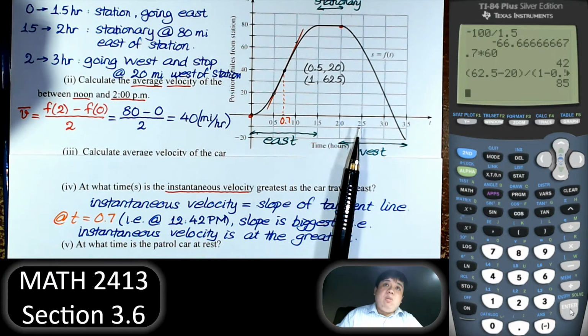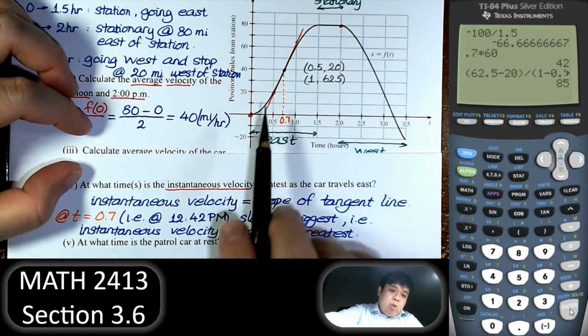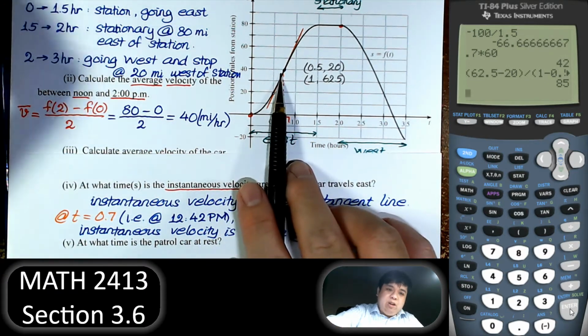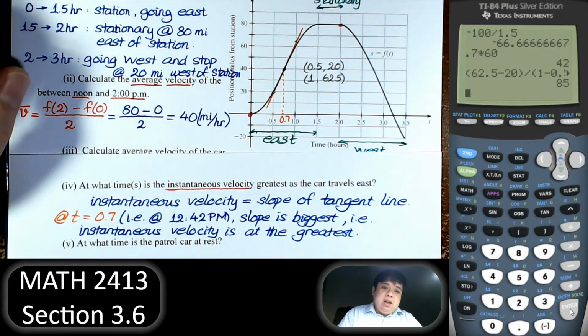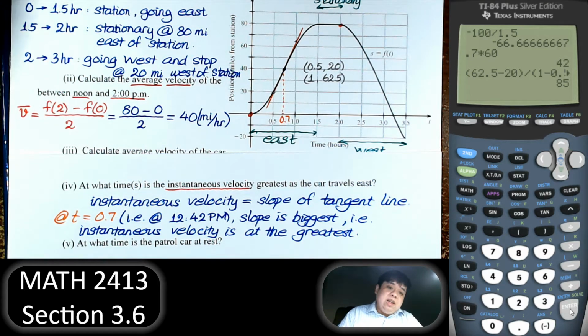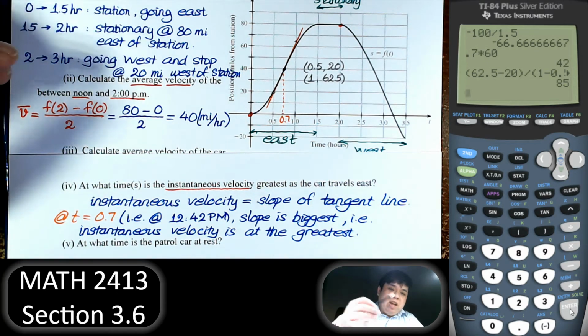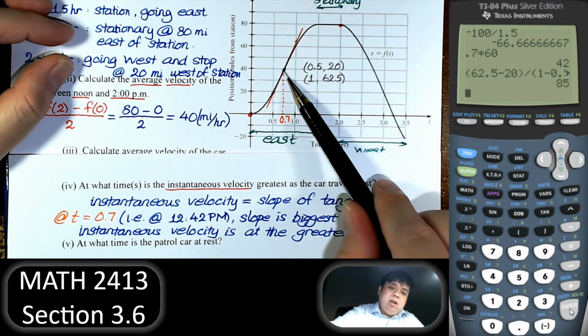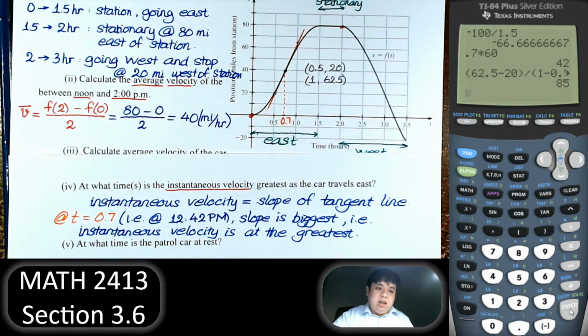And we have 85 miles per hour. So at this point, the velocity is about 85 miles per hour. Because we don't have the function, we won't be able to get the exact value, but the estimate is about 85 miles per hour at this point, which is the highest, the greatest.